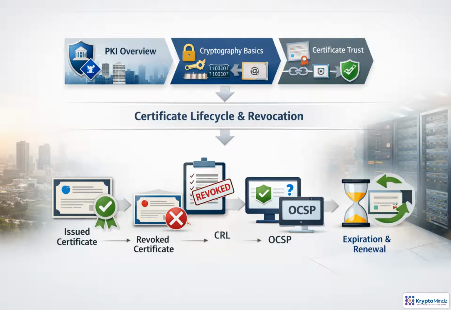You now have the core building blocks: why PKI exists, how cryptography works, and how certificates prove trust. Now we're shifting from theory into day-to-day operations. This topic focuses on what happens after a certificate is issued. We'll cover how and why certificates get revoked, how CRLs and OCSP provide live status checking, and how expiration and renewal are managed so trust is maintained continuously, not just at enrollment.